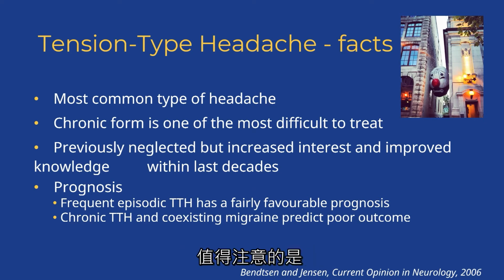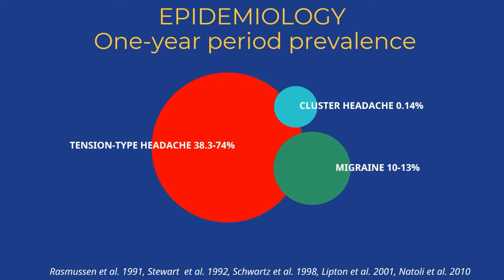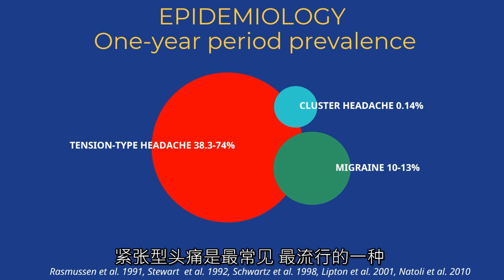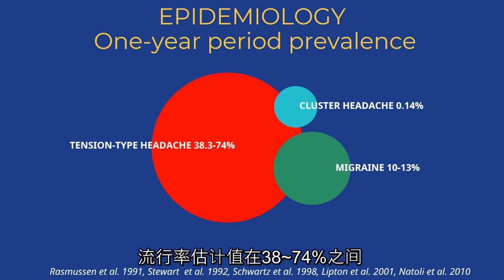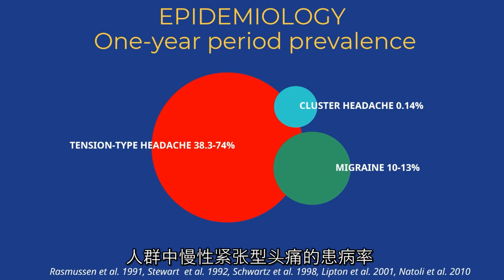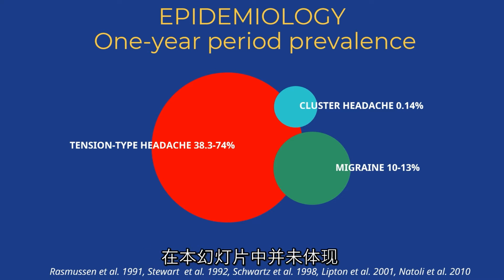It is important to note that prognosis for frequent episodic tension type headache is fairly favorable. However, chronic tension type headache and tension type headache with coexisting migraine may have a poor outcome. When you look at 1 year period prevalence of primary headache disorders, tension type headache is the most common and most prevalent one. The prevalence estimates range anywhere from 38 to 74%. The prevalence of chronic tension type headache in the population, which is not shown in this slide, is approximately 1 to 3%.